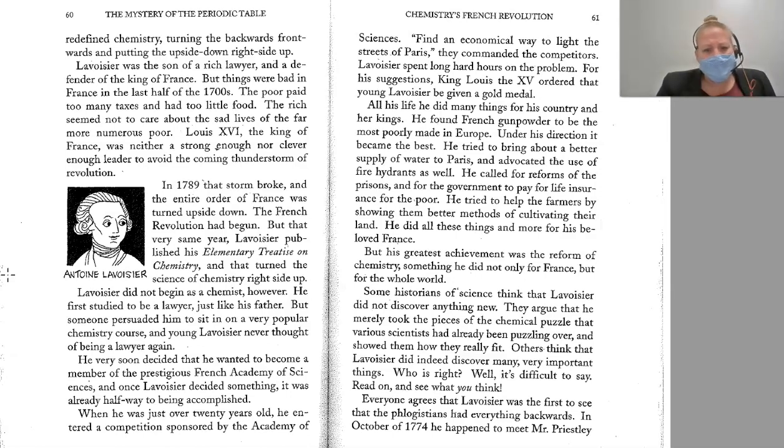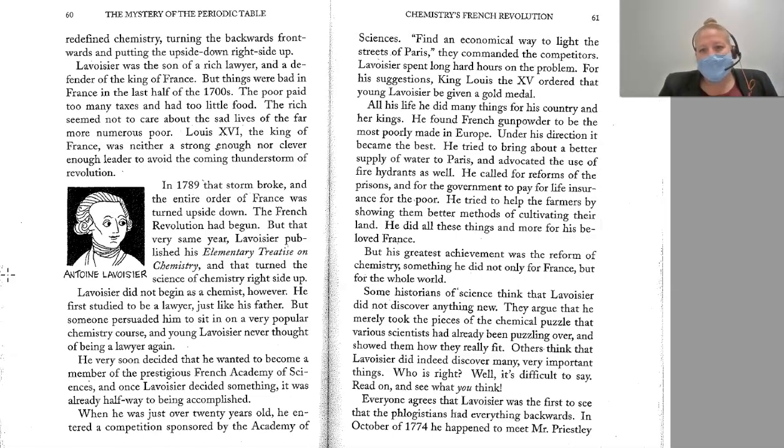When he was just over 20 years old, he entered a competition sponsored by the Academy of Sciences. Find an economical way to light the streets of Paris, they commanded the competitors. Lavoisier spent long, hard hours on the problem. For his suggestion, King Louis XV ordered the young Lavoisier be given a gold medal. All his life he did many things for his country and for kings.